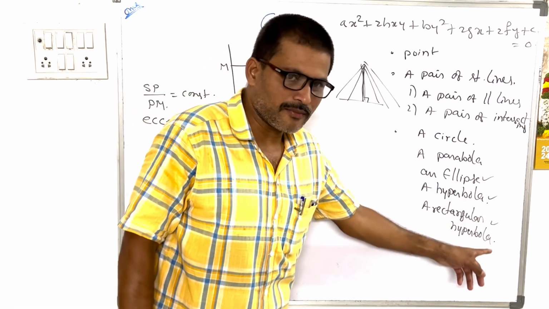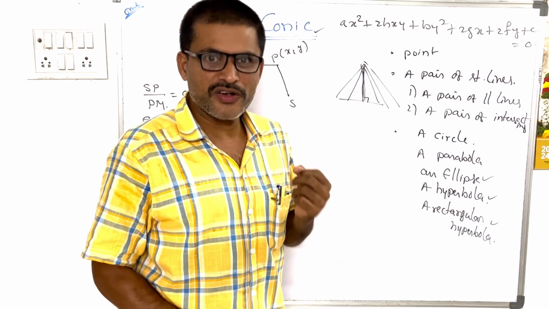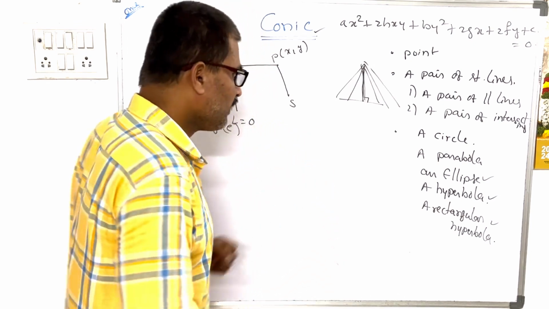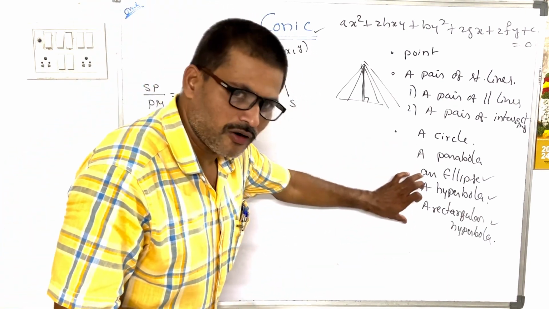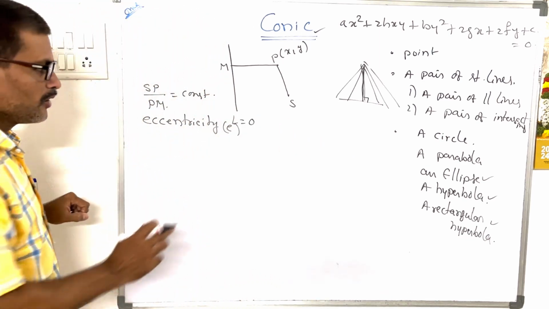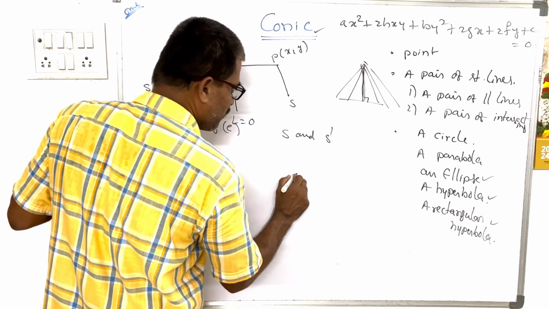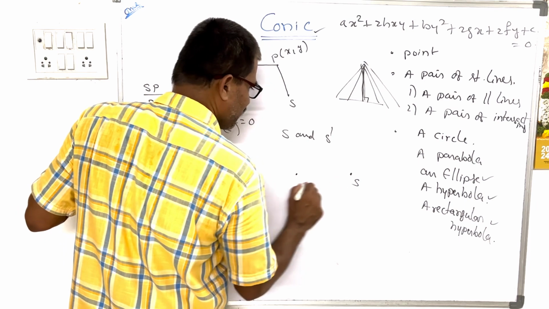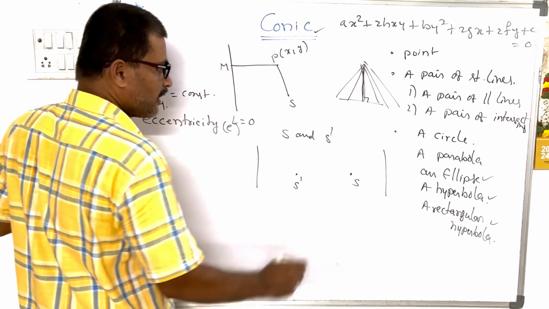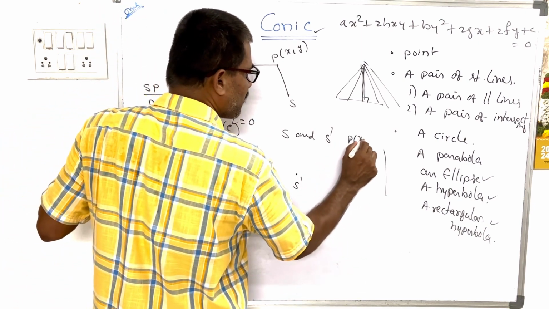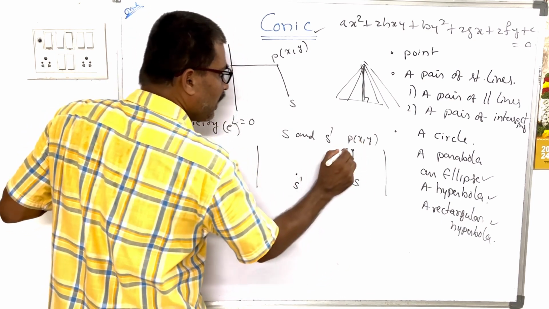Here we also observe the ellipse, hyperbola and rectangular hyperbola. These three can be formed by two fixed points and two straight lines. Here we form an ellipse, hyperbola and rectangular hyperbola. Now here also we take the same ratio SP by PM. Two fixed points, S and S dash. Suppose this is one fixed point, this is another fixed point. This is one fixed line, this is another fixed line. Now we take one point P(x, y) on the plane. Here we measure SP and also S dash P.